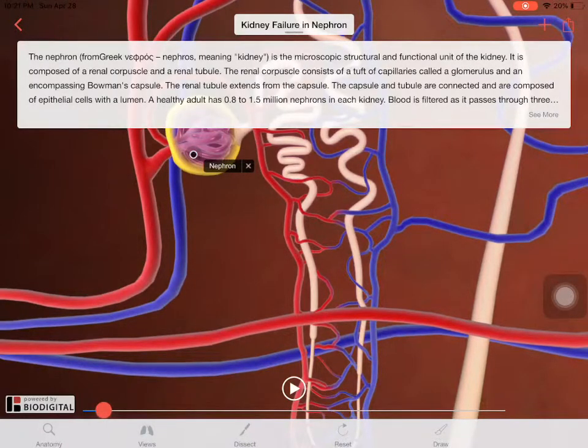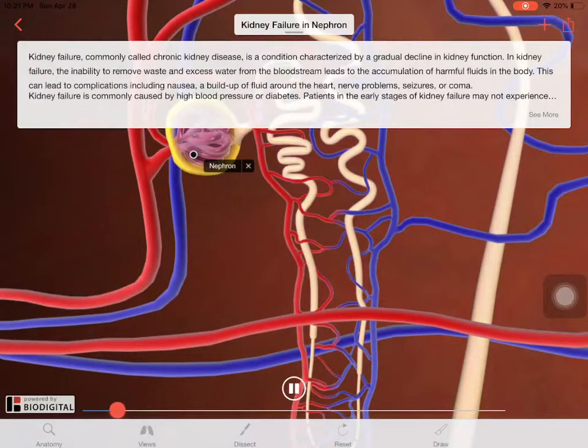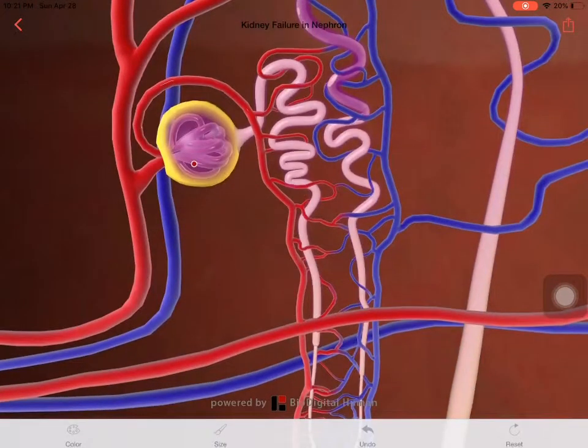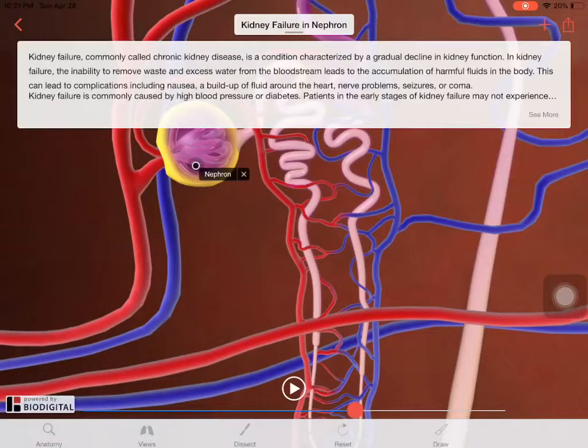The nephron is a microscopic structure and the functional unit of the kidney. In kidney failure, there is an inability to remove waste and excess water from the bloodstream, leading to the accumulation of harmful substances and harmful fluid in the body. This can lead to complications including nausea and a buildup of fluid around the heart.